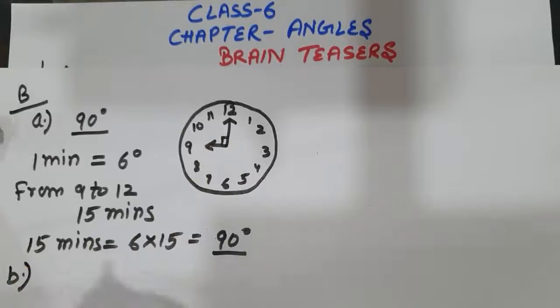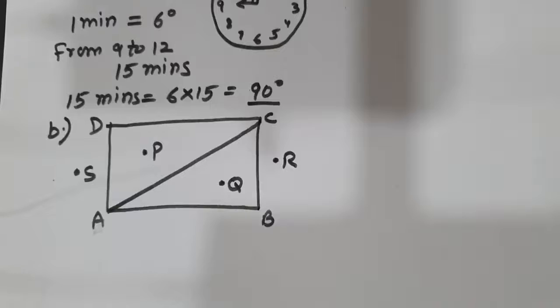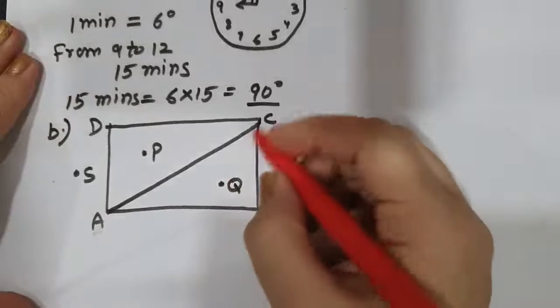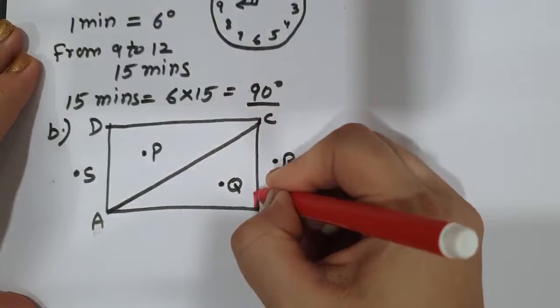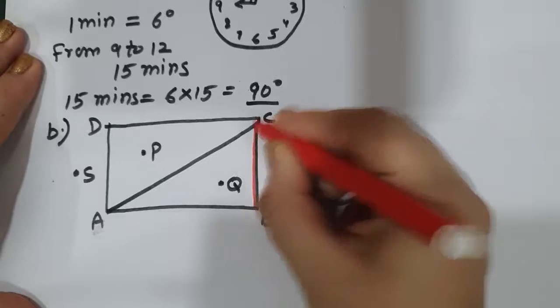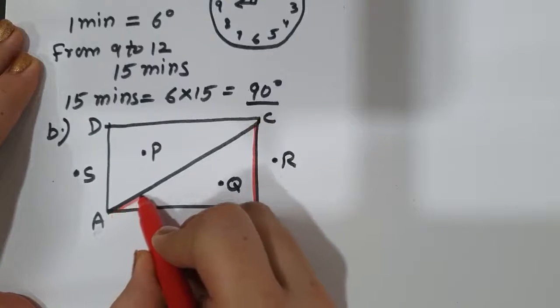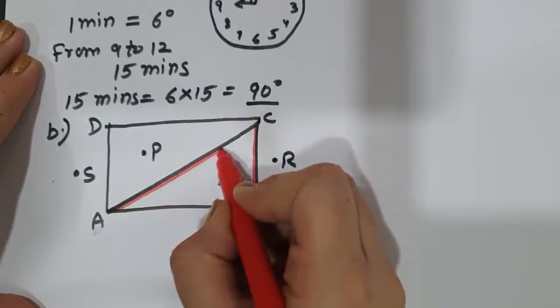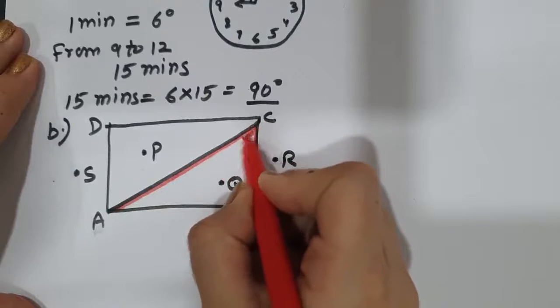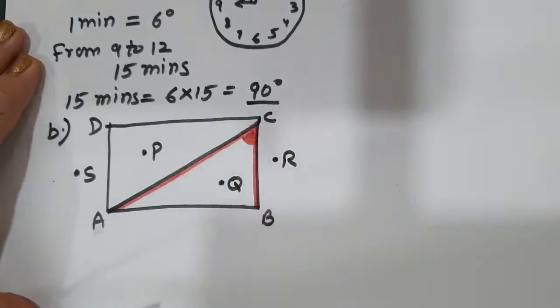Moving on to the B part. The question says, name the points in the exterior of angle BCA but in the interior of ACD. So BCA, let me highlight the angle for you. I am marking it as red. This is angle BCA. This complete red angle is BCA.